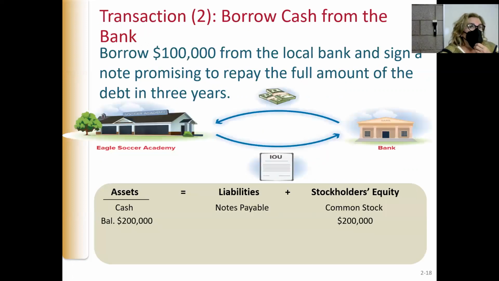Now here's another transaction. We borrowed $100,000 from the local bank and signed a note promising to pay the full amount of the debt in 3 years. What do you guys think happened here?